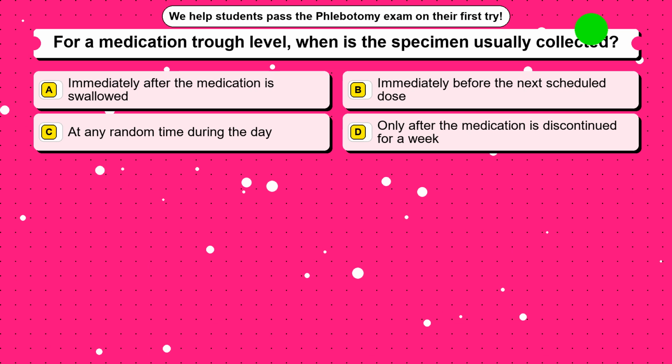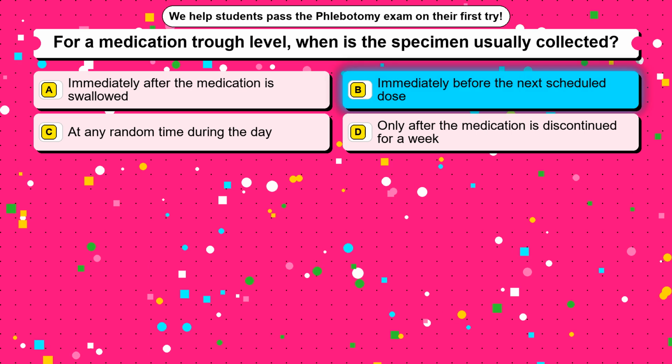Question 78. For a medication trough level, when is the specimen usually collected? Option A. Immediately after the medication is swallowed. Option B. Immediately before the next scheduled dose. Option C. At any random time during the day. Option D. Only after the medication is discontinued for a week.